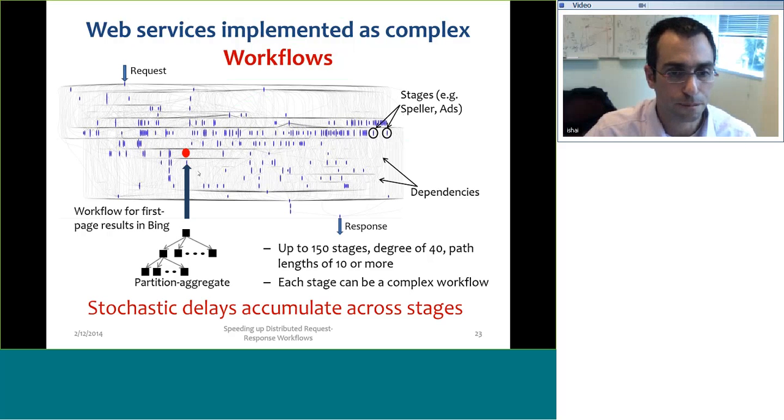So we could have up to 150 stages, degree of 40, so it's a huge graph. The path length could be 10 or more. From the top to the bottom you can traverse through 10 different nodes, and each stage can be complicated on its own. Each stage could be something like this that I'm showing here. Each stage could correspond to different inner stages of this particular stage.